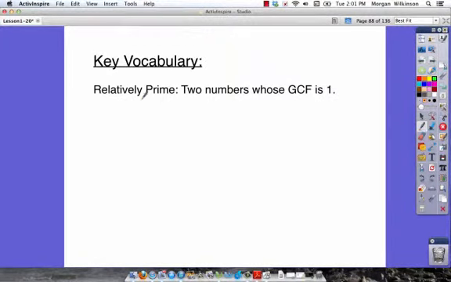Key vocabulary: relatively prime. Two numbers whose greatest common factor is 1. If we look back at our last problem, we know the GCF of 24 and 7 is equal to 1. So these two numbers, 24 and 7, we can say they're relatively prime because they are two numbers whose greatest common factor is equal to 1. This is a phrase that we'll use occasionally, and you need to know exactly what it means, because it just means the greatest common factor would be 1. Let's look at another problem.